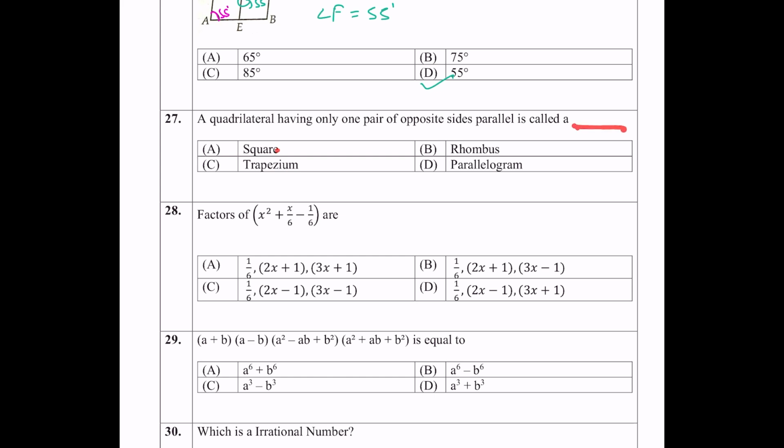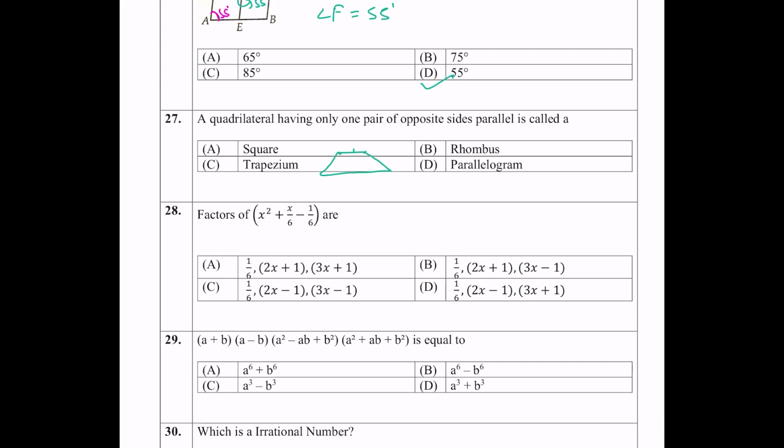Now here in this question, a quadrilateral having one pair of opposite sides parallel is called. So in a square, all sides are equal and both pairs of sides are parallel, so not only one pair we have here. In a rhombus, again here this is a parallelogram in which all sides are equal. In a parallelogram, the opposite sides are parallel. Now in a trapezium, the figure we can draw in this way.